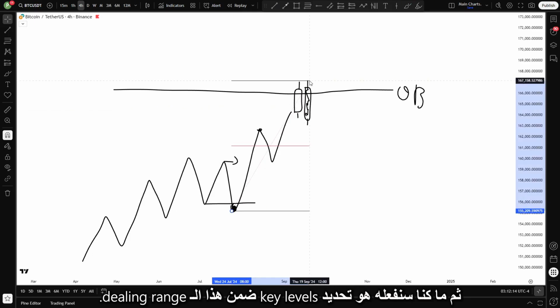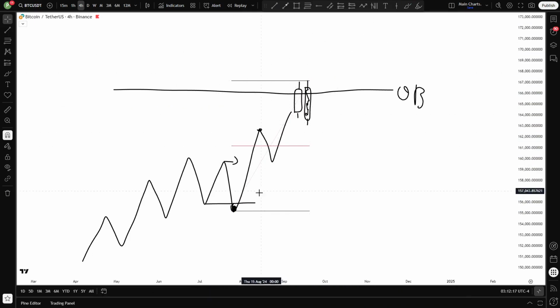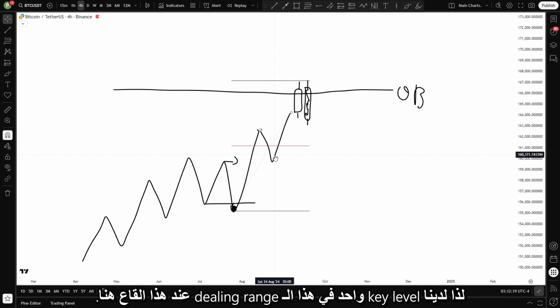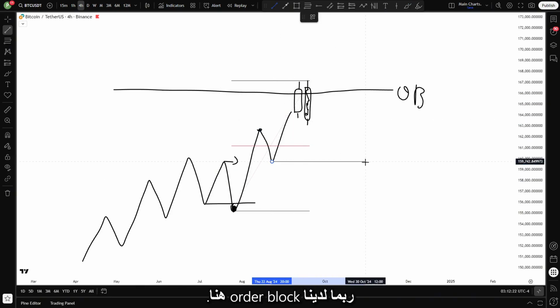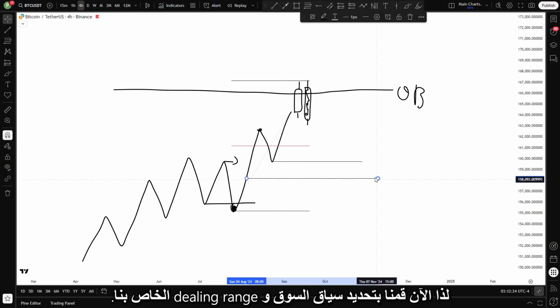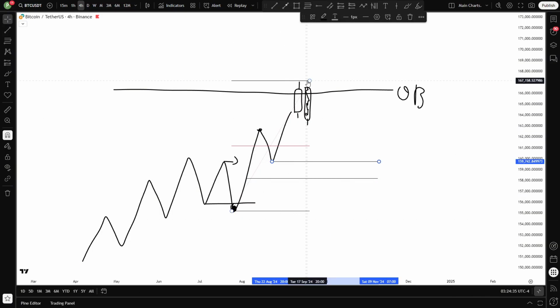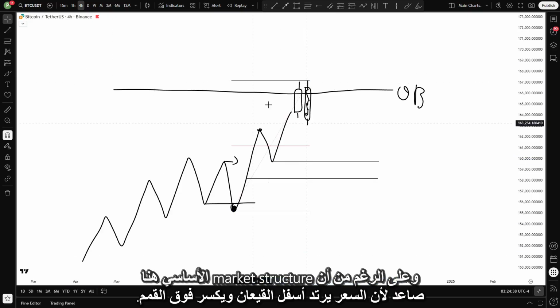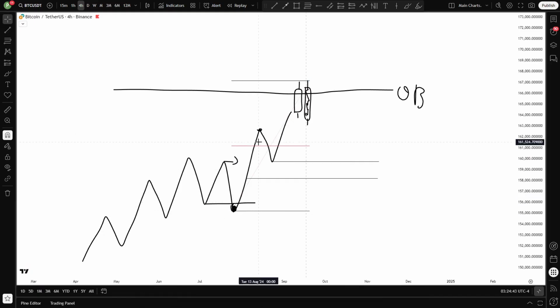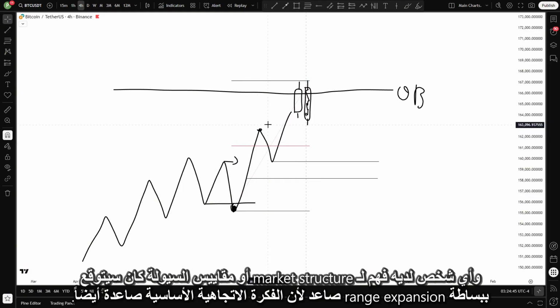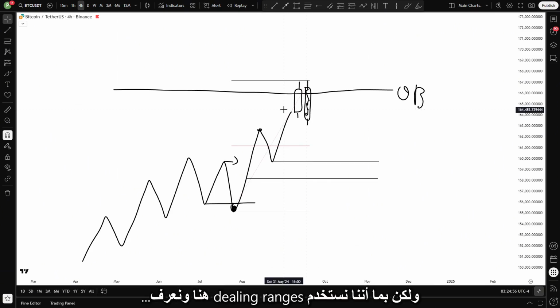Then what we would have done is marked out key levels within this dealing range. So one key level we have in this dealing range is this low right here. Maybe we have an order block here. So now we have marked out our market context and our dealing range. And even though the underlying market structure here is bullish, because price is rejecting below lows and breaking above highs, anyone with an understanding of market structure or liquidity metrics would have just expected a bullish range expansion higher, because the underlying directional idea is also bullish.